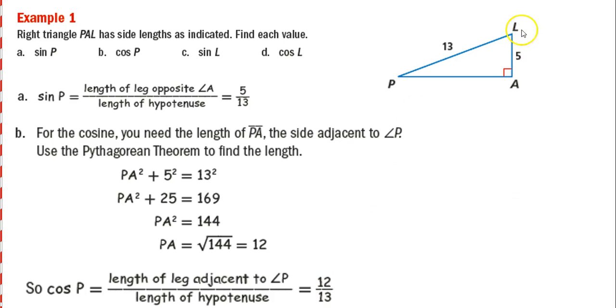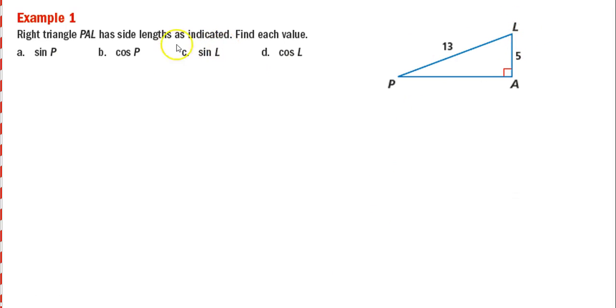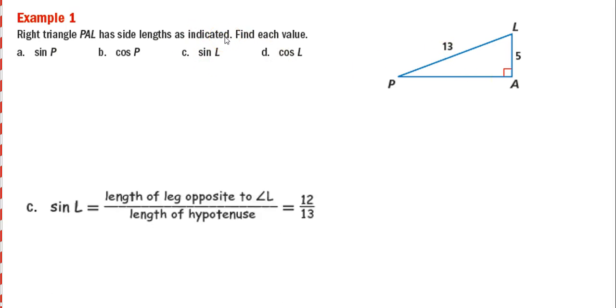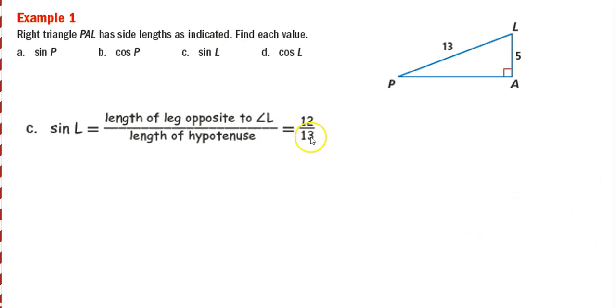If we're looking at angle L here, which is what we're going to do next, if we want to find the sine of angle L, we need to have, again, the opposite side divided by the hypotenuse. So the sine of angle L is going to be equal to 12 over 13, because if I'm sitting here at angle L, and I want the sine of angle L, the sine of angle L is the opposite side, 12, over the hypotenuse, 13. So the sine of angle L is 12 over 13.